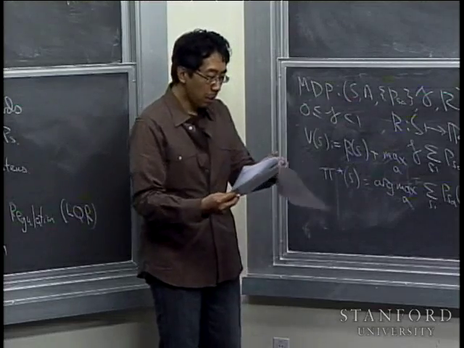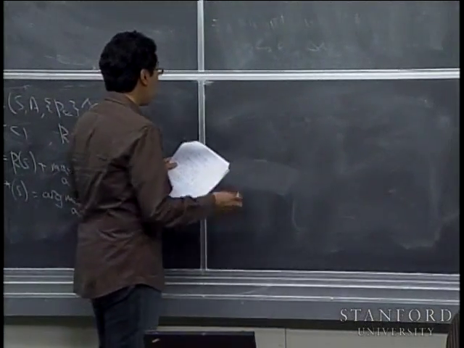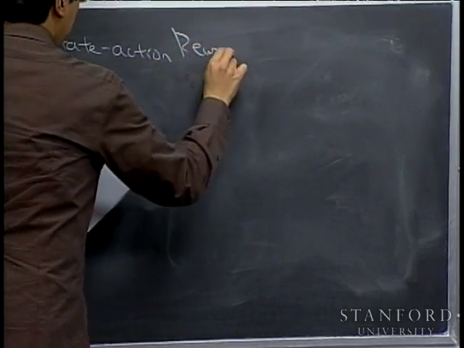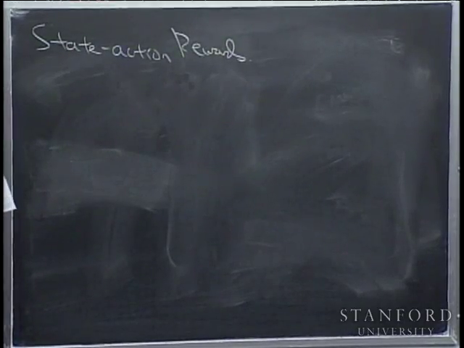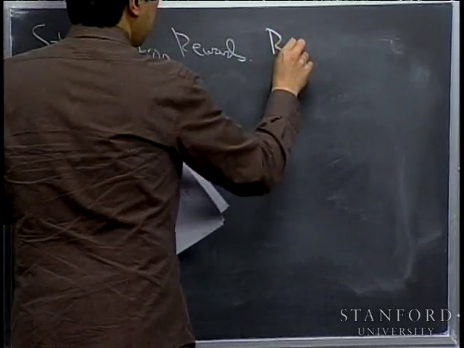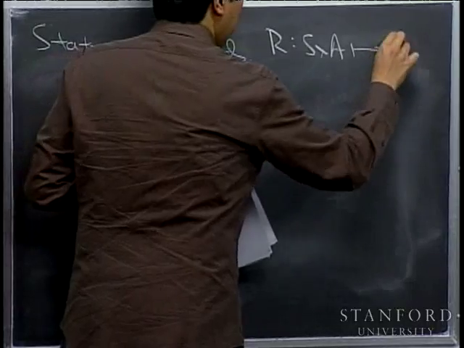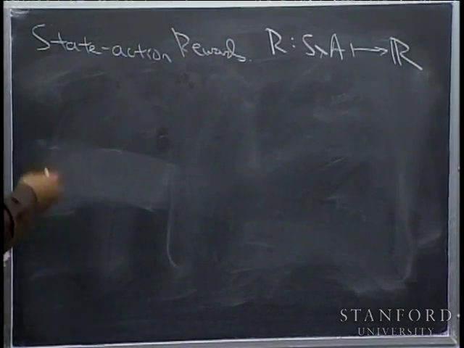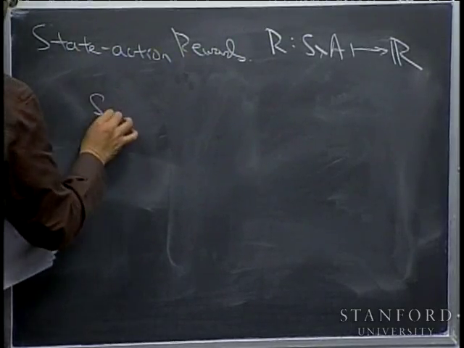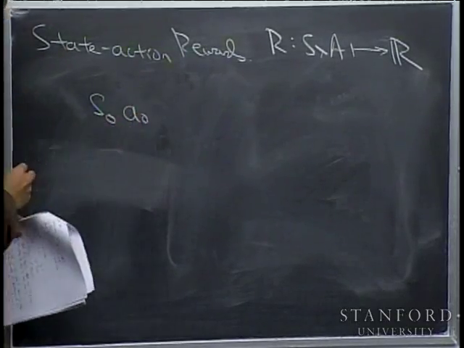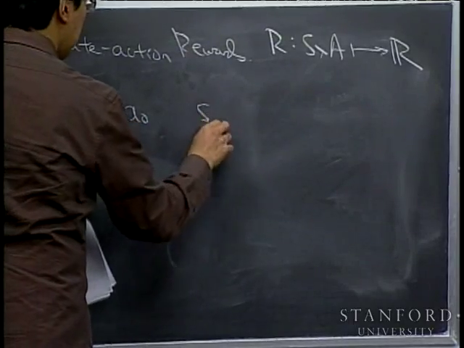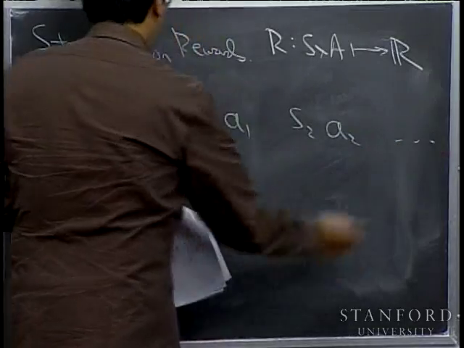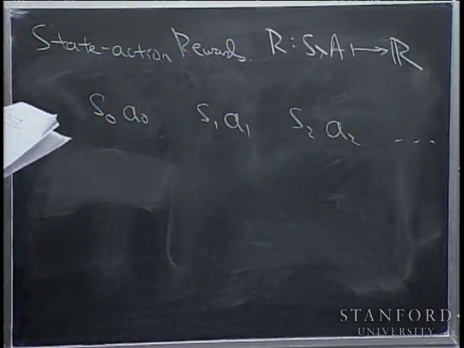Okay. So the first variation I want to talk about is state action rewards. And so I'm going to change the definition of the reward function. And this, it turns out, won't be a huge deal. In particular, I'll change the reward function to be a function mapping from a state action pair to the real numbers. And what I mean by this is just the following. So you start off in some state S0. You take an action A0. As a result of your state and action choice, you transition to some new state S1.